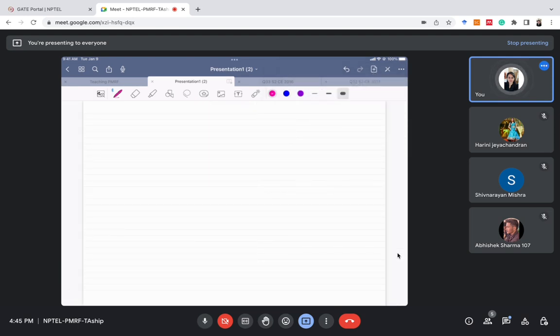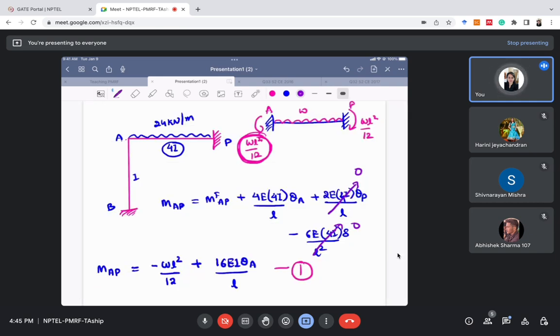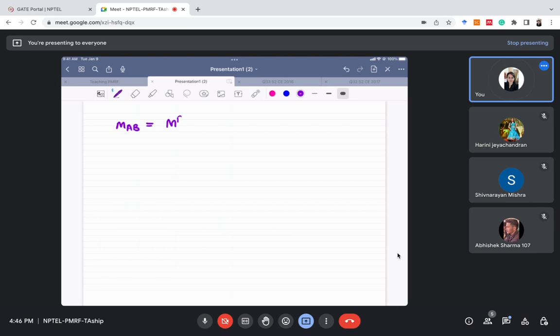Now I'll find MAB. MAB will be equal to MFAB plus 4EI theta A by L plus 2EI theta B by L minus 6EI delta over L square. Okay, right? These are the basics of slope deflection equation.